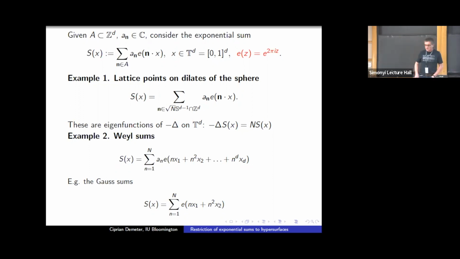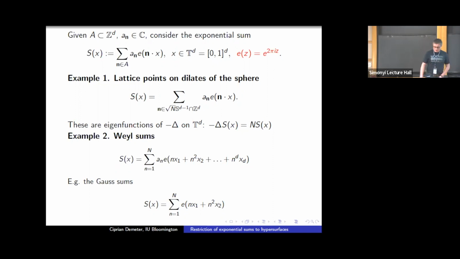And I have some examples, just 2 of them for this talk. The lattice points on dilates of the sphere. So here you have the unit sphere, the d-1 dimensional one in R^d, that is rescaled by a factor of square root of n, where n is an integer. Look at the lattice points.